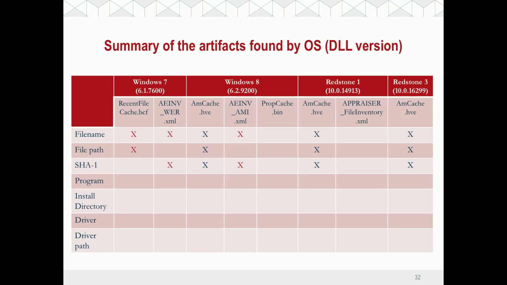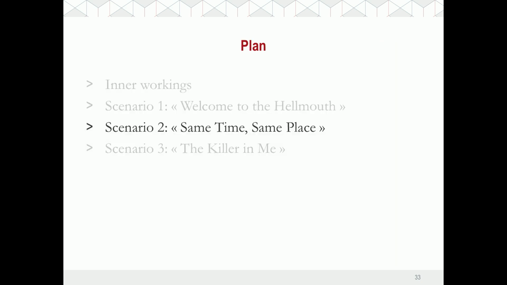So once again, let's update our table. File name and file path, you can find in recentfilecache.bcf, although be aware it gets emptied every day. And then the XML file from both Windows 7 and Windows 8 stores file name and SHA-1. OK, so that's it for our first scenario. Let's look at the second one, same time, same place. This is the threat hunting scenario, and it will look at how you can use the XML file to get more information and move your threat hunting forward.